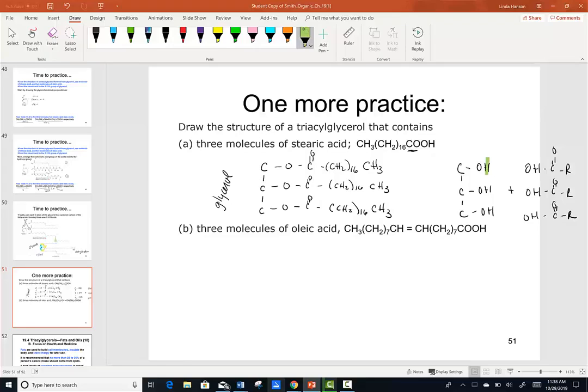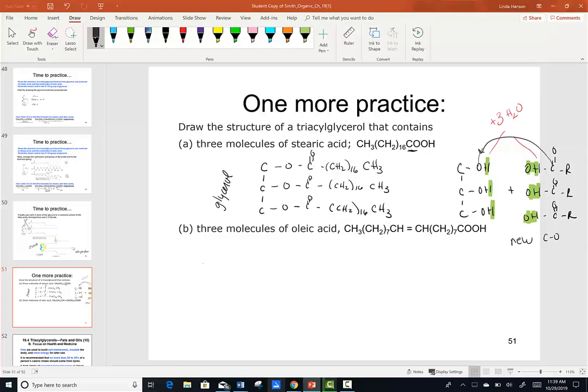We take off the H from the glycerol. We take off the OH from the carboxylic acid. And those come together, HOH, to create 3 water molecules. We're dehydrating. So the site of the new attached bond, the new bond that forms, is now from the oxygen to the carbonyl. That's the new CO bond.